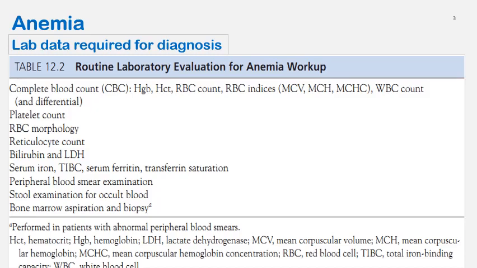They are important for determining the type of anemia, such as iron deficiency anemia, or for monitoring iron treatment. Peripheral blood smear examination and stool examination are done if there is a suspicion of blood loss through the GIT, like in peptic ulcer disease. And in cases resistant to treatment, we may need to perform bone marrow aspiration and biopsy.